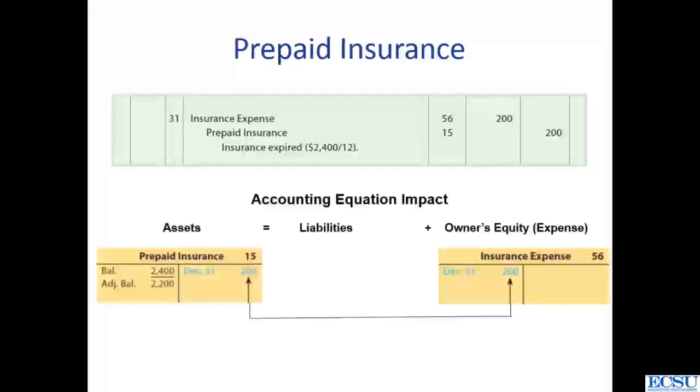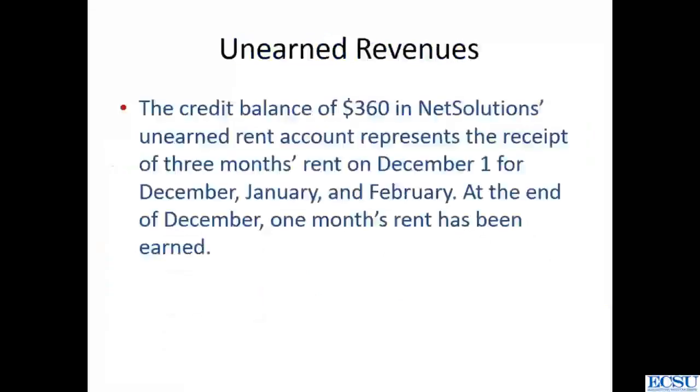Now, prepaid insurance is an asset account. I want to reduce it, so therefore I will be crediting it, and insurance expense is an expense account. I want to increase it because I'm transferring money from prepaid insurance and putting it in the insurance expense. So that would be a debit to the insurance expense. The unearned revenue example: the credit balance of 360 in Net Solutions unearned rent account represents the receipt of 3 months' rent on December 1st for December, January, and February.